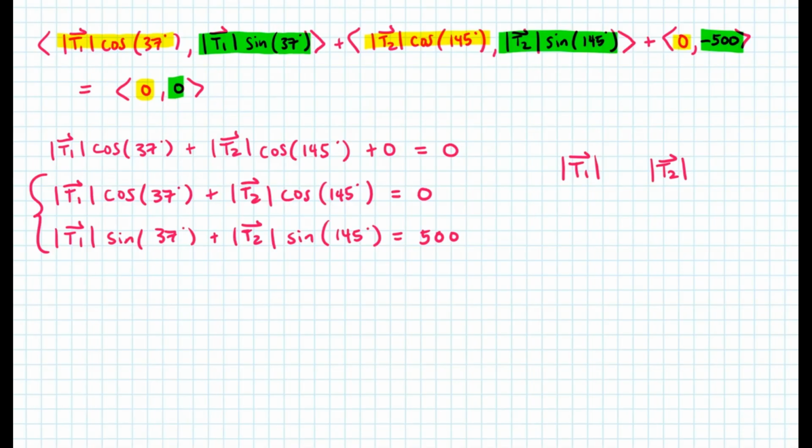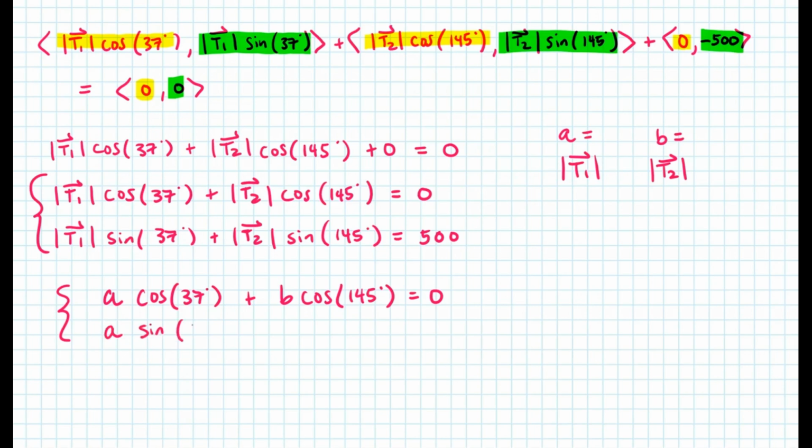And to make this more digestible, you could always make the substitution and say that the magnitude of T1, let's call it A, and the magnitude of T2, let's call that B. So something that might look a little more familiar is A times cosine of 37 degrees plus B times cosine of 145 degrees is equal to 0. And then we have A times sine of 37 degrees plus B times sine of 145 degrees is equal to 500.